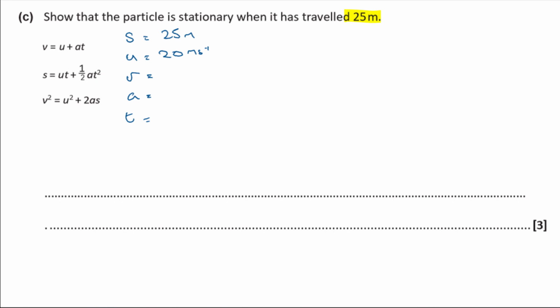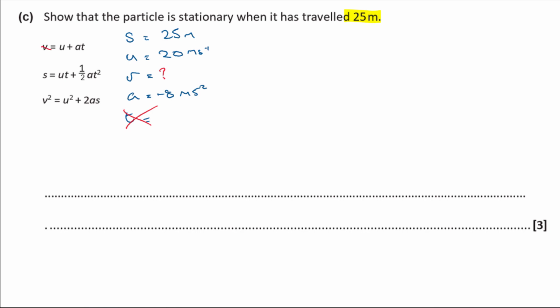And then v, that's the end velocity. That's what we're trying to find. We want to try and show that that's 0, so it's stationary. And then a, we were given that in the original question. It's minus 8 meters per second squared. And t, not given in the question, and in fact we don't even need it, do we? We're not interested in time, so that's the one we don't need.